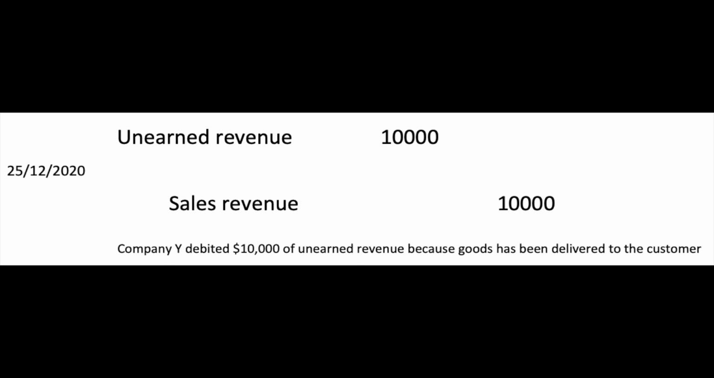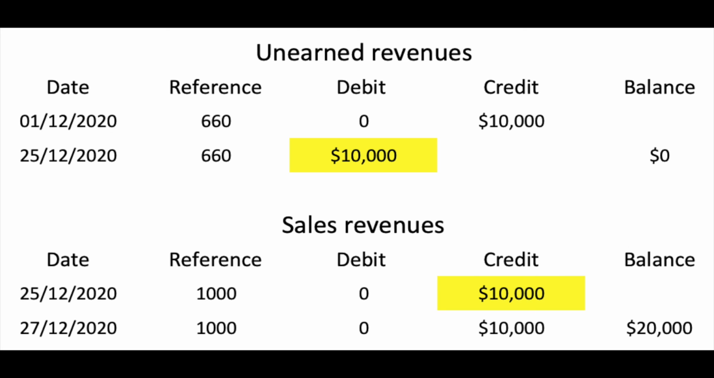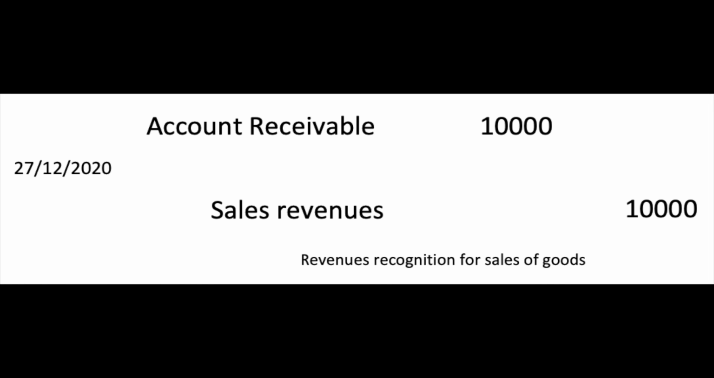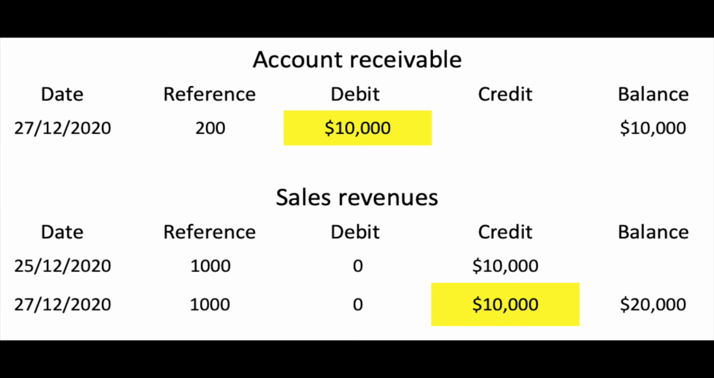The second transaction affects two ledger accounts: unearned revenue and sales revenue. Company posted reduction of $10,000 in account number 660. On the other hand, it posted $10,000 in account number 1000. The third transaction affects two ledger accounts: account receivable and sales revenue. Company posted $10,000 in account number 200 and $10,000 in account number 1000.